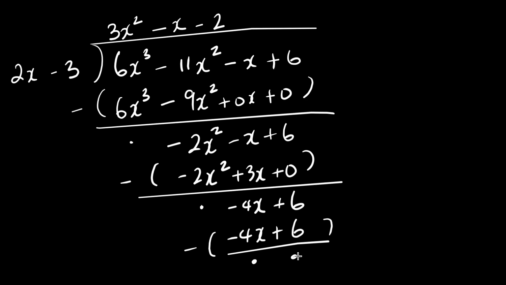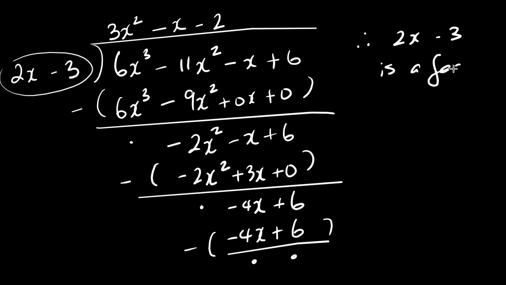And again, what we can say here in this instance is that this term, 2x minus 3, which is our divisor, is also a factor. So we can say, therefore, 2x minus 3 is a factor of 3x squared minus x minus 2.